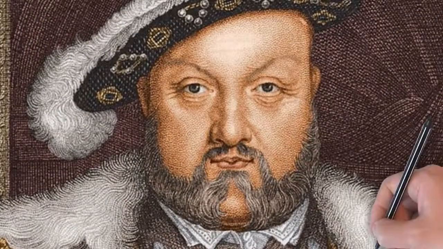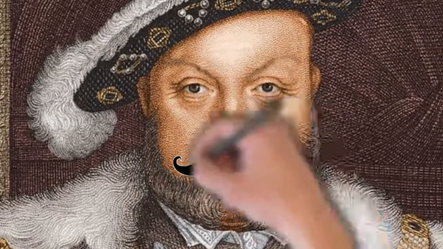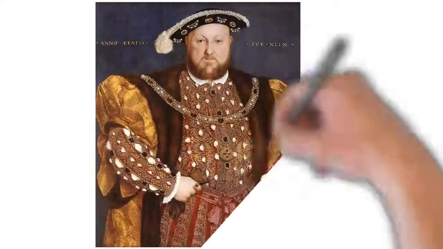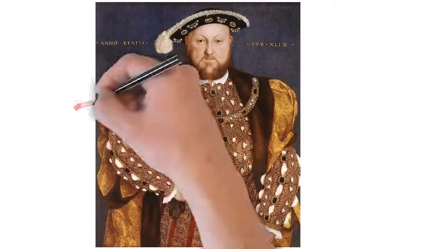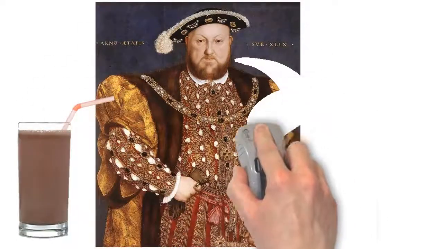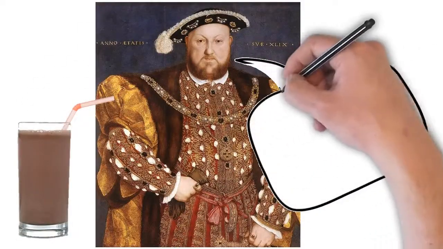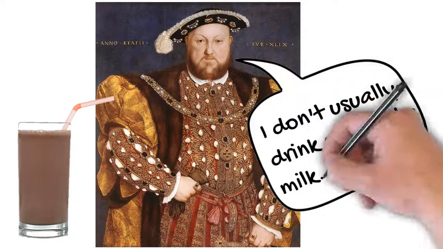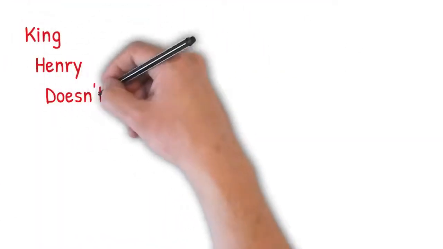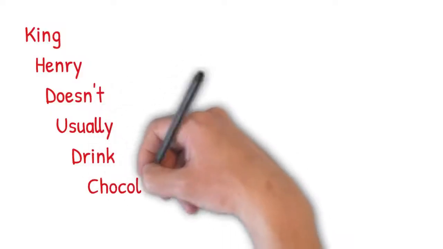Well, it turns out that he often would drink chocolate milk and get a milk mustache. He was so embarrassed that he stopped drinking chocolate milk. And King Henry doesn't usually drink chocolate milk. In fact, he would probably tell you that himself. So King Henry doesn't usually drink chocolate milk.